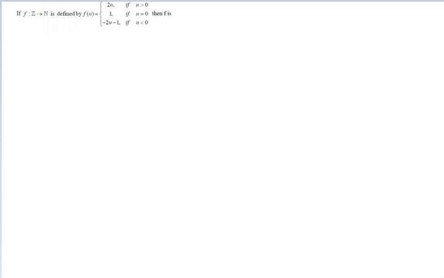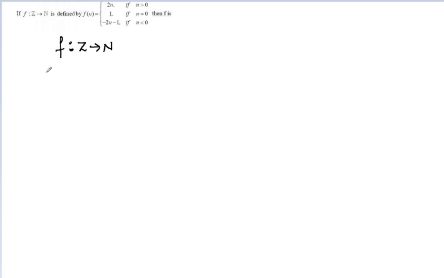If f maps Z to N is defined by f of n is equal to 2n for n greater than 0, is equal to 1 if n is equal to 0, minus 2n minus 1 if n less than 0, then the function f is. Here is given the function f maps Z to N.